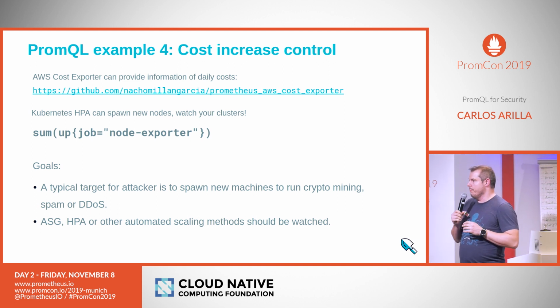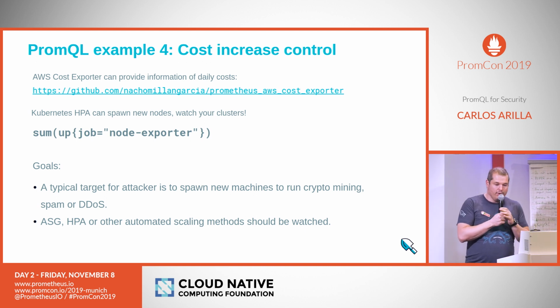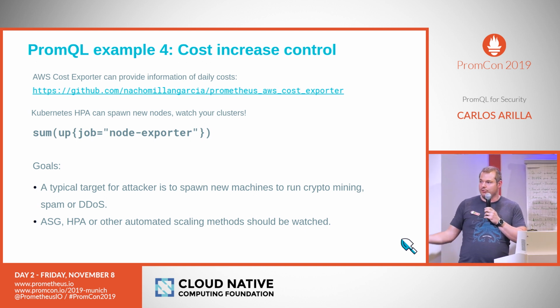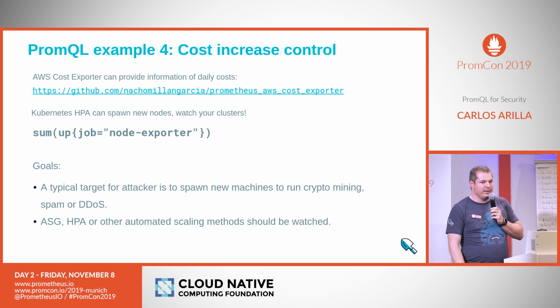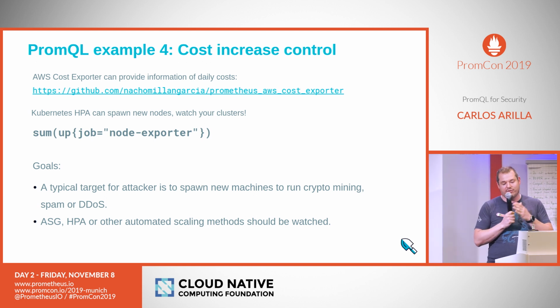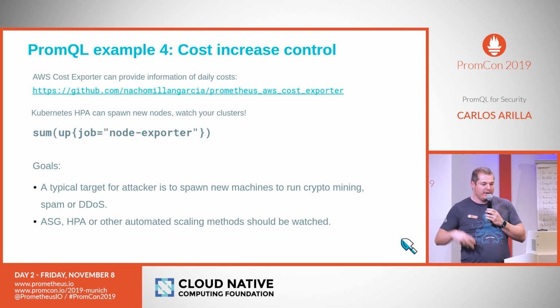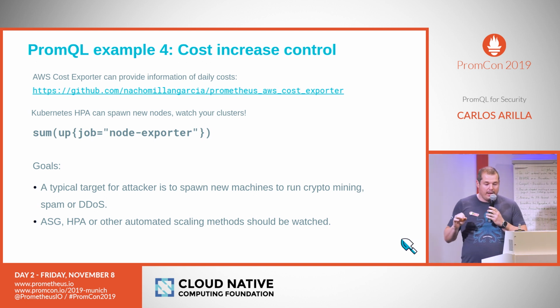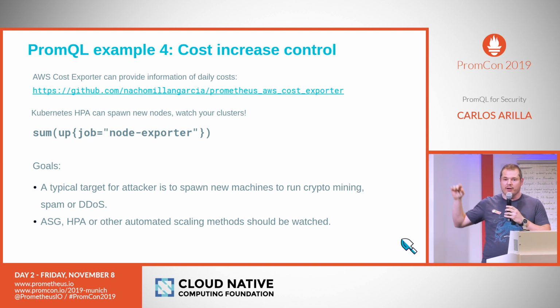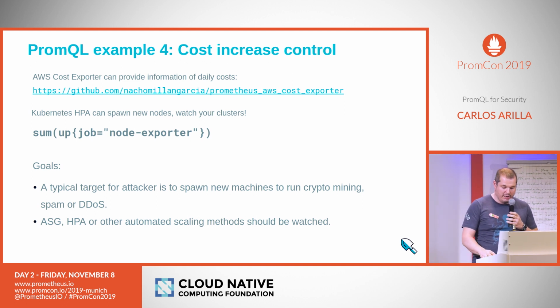Another very important thing is that usually one of the problems of a security issue, an attack, is that it will cost you money. That's most of the concern of the security teams. They can spawn new nodes in a Kubernetes cluster or new EC2 machines in AWS. So with this exporter, you can track the daily cost of your infrastructure in AWS. If the cost increases unexpectedly, you may be under attack.